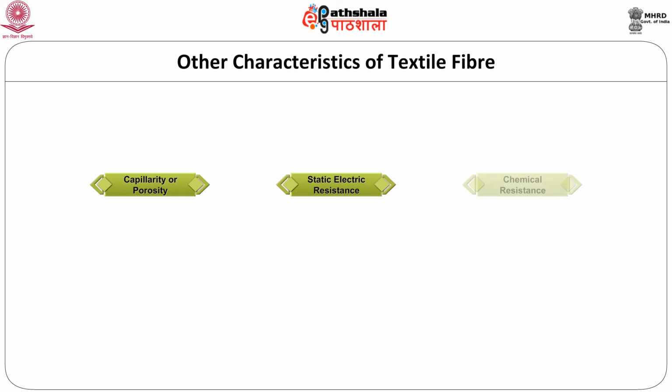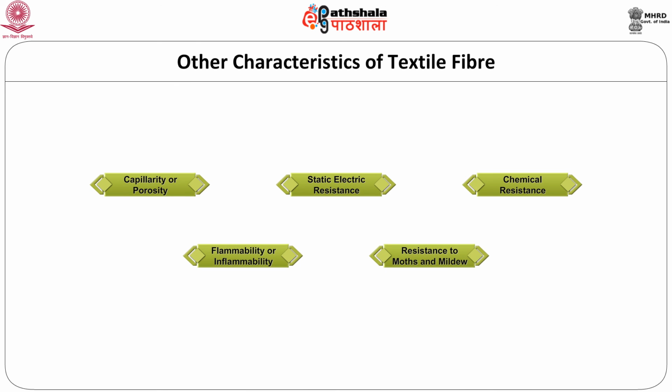Now we move on to the other characteristics of textile fibers. Other characteristics of textile fibers include capillary or porosity, static electric resistance, chemical resistance, flammability or inflammability, resistance to moth and mildew.